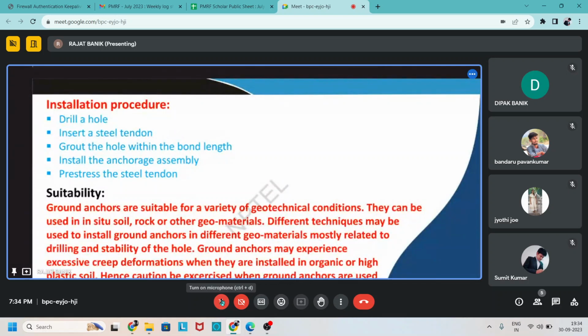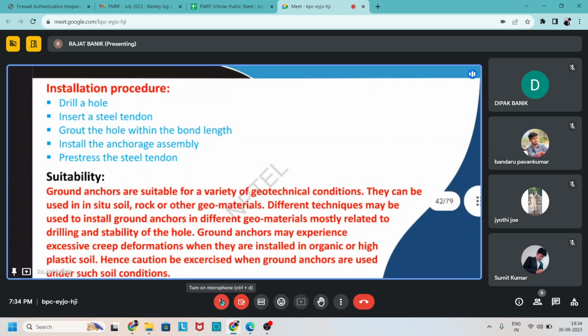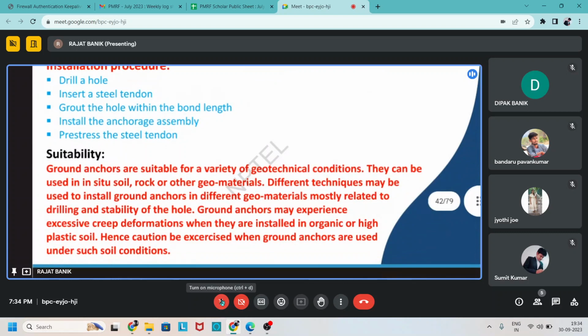And then we install the anchorage assembly, where we apply the nut and bolt at the face of the wall to stabilize it at the ground. Then we apply the pre-stress to the steel tendon, similar to pre-stressed concrete. Now we discuss the suitability of this anchorage method.